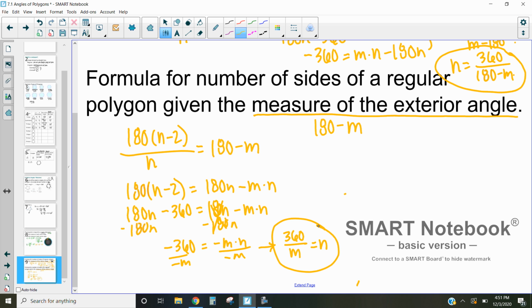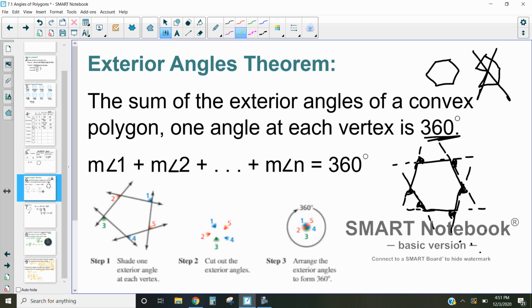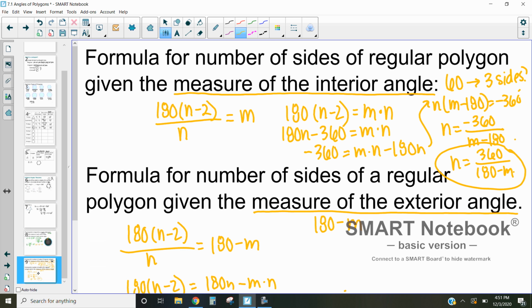But remember, two of the most important things here are that the formula for the sum of the interior angles of any polygon is the number of sides minus 2, times 180. The exterior angles will always add up to 360. And so because of that, we can write different formulas to either find the number of sides when we're given the measure of one interior angle of a regular polygon, or find the number of sides of a regular polygon when we're given the measure of the exterior angle.